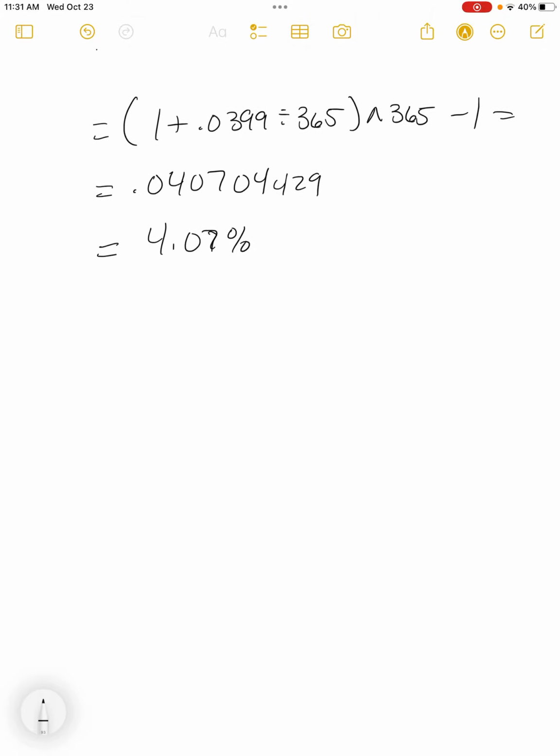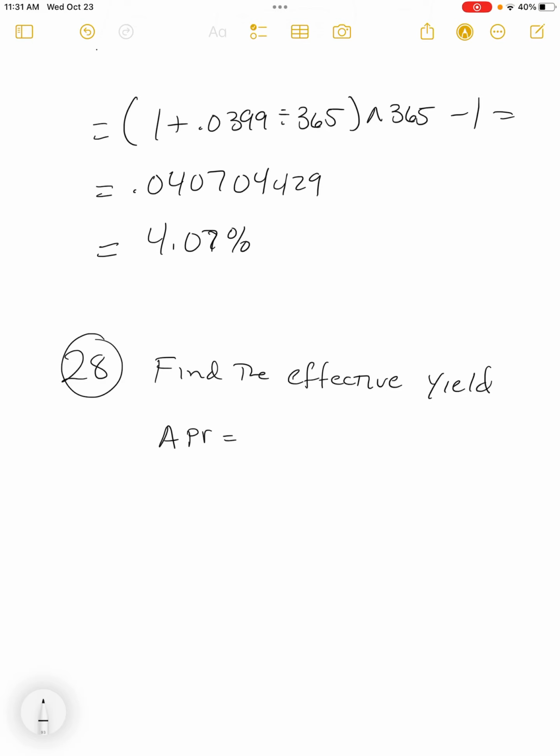So let me go grab one more from the last section. I'll just grab number 28. Number 28 says, find the effective yield. And what's nice is it just gives us the information we need. In 28, you have an annual interest rate of 2.56%, and it's compounded quarterly. Good, we haven't seen that yet.